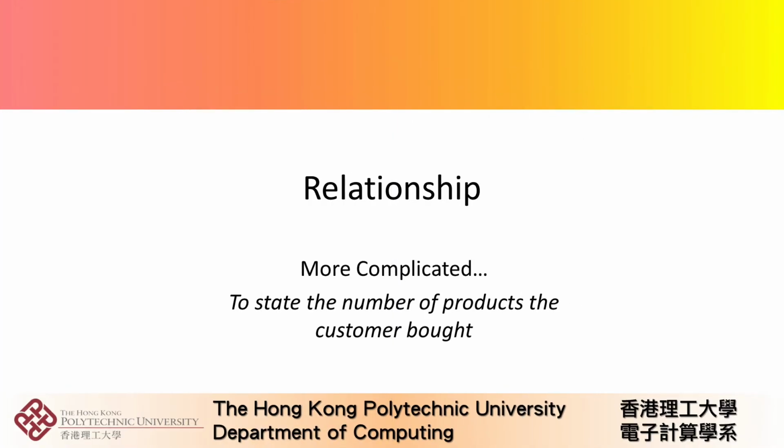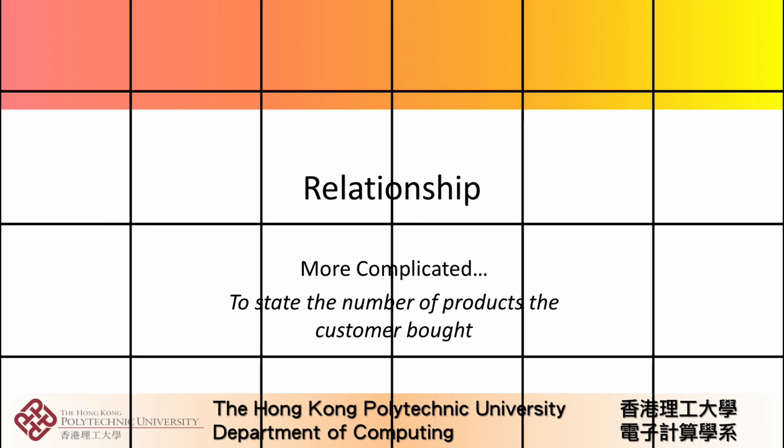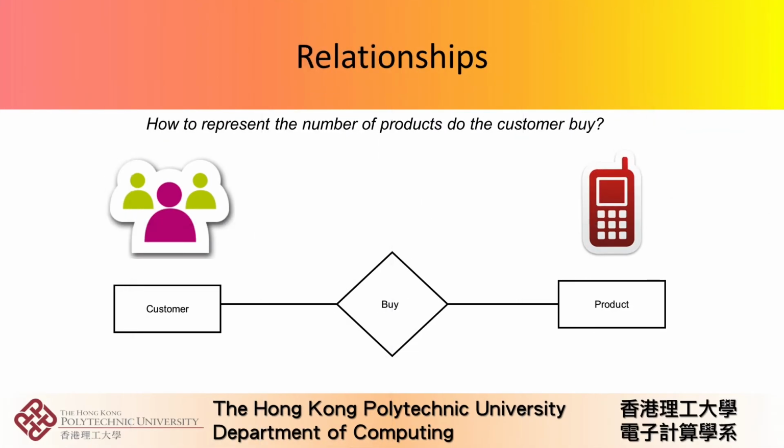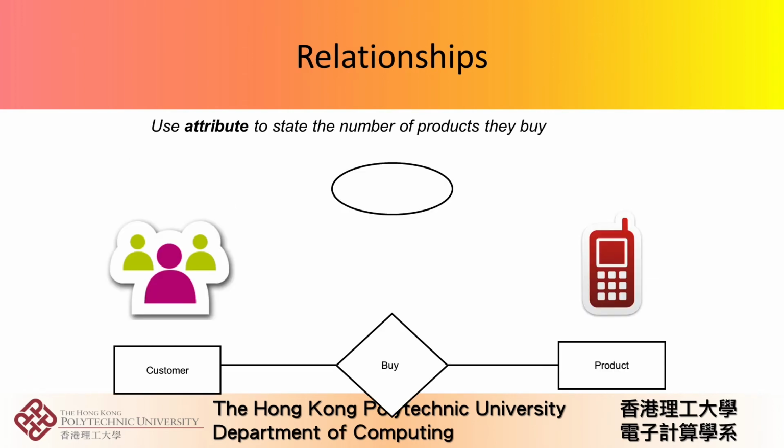A more complicated example for identifying relationship. This is for stating the number of products the customer bought. How do we represent the number of products the customer bought? We can use an attribute to state the number of products they bought. Let's name the attribute quantity. The ER diagram should be shown like this.